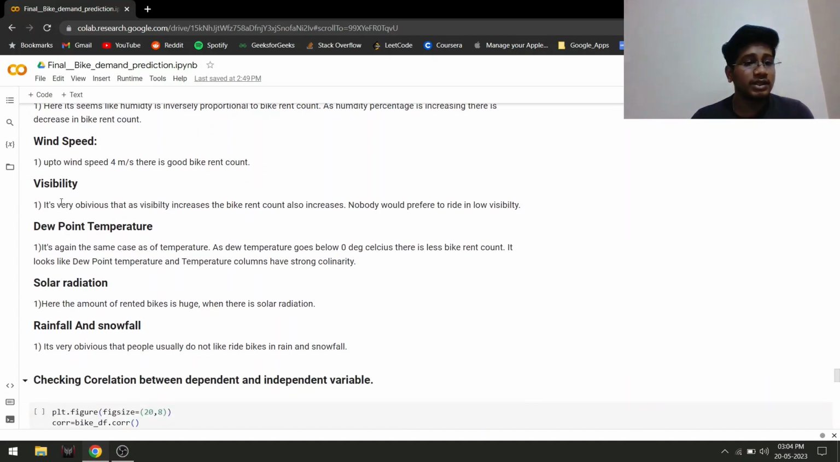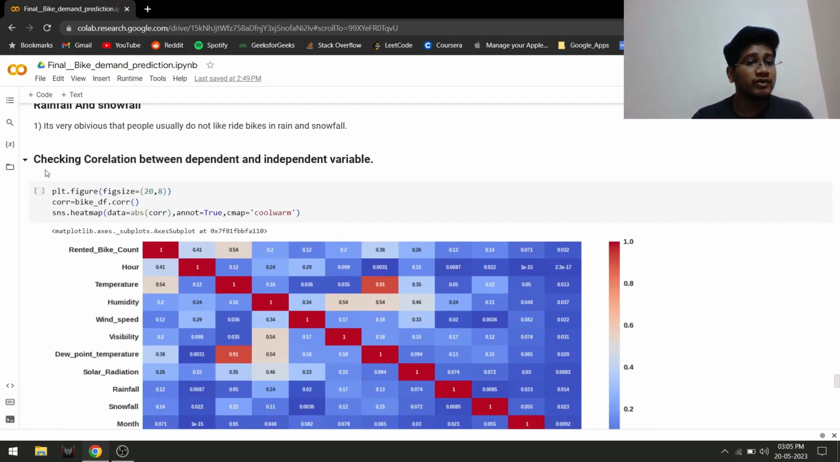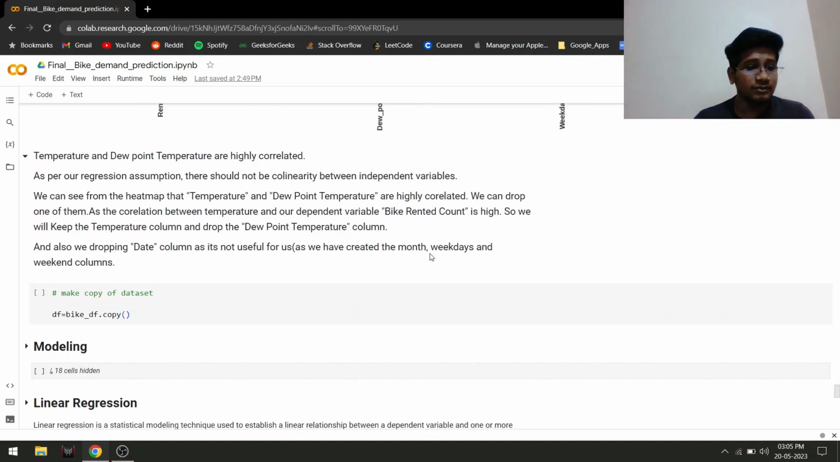Visibility. It is very obvious that as visibility increases, the bike rent count also increases. Dew point temperature. It is again the same as temperature. As dew point temperature goes below 0 degrees Celsius, there is less bike rent count. Solar radiation. Here the number of rented bikes is huge when there is solar radiation. Rainfall and snowfall. It is very obvious that people usually do not like to ride bikes in rain and snowfall. We will check the correlation between dependent and independent variables. Here we can see temperature and dew point temperature are highly correlated.